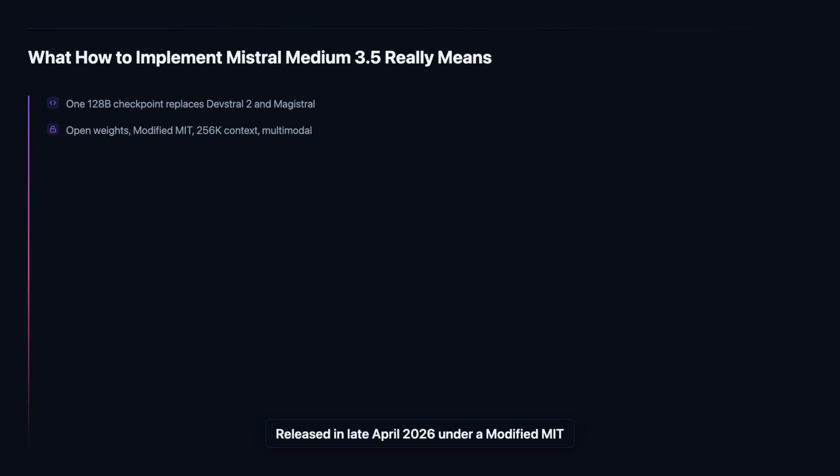Released in late April 2026 under a modified MIT license, the weights live at Mistral Medium 3.5-128B on Hugging Face and on Alima. It handles a 256K token context window and is multimodal, accepting both text and images in one request. The headline feature is a per-request reasoning_effort parameter. Set it to high for deep agentic work, or none for fast chat replies.